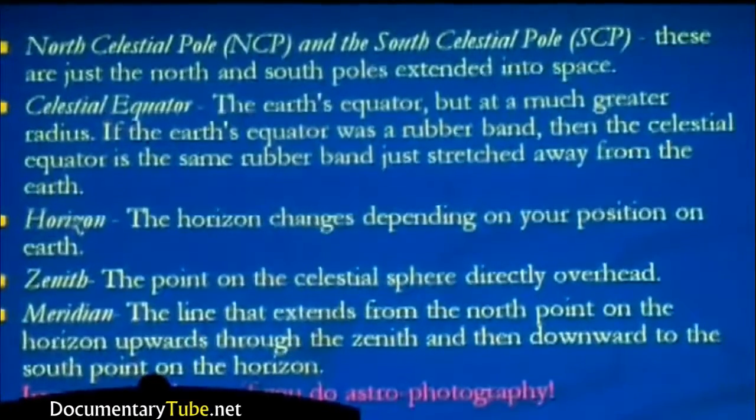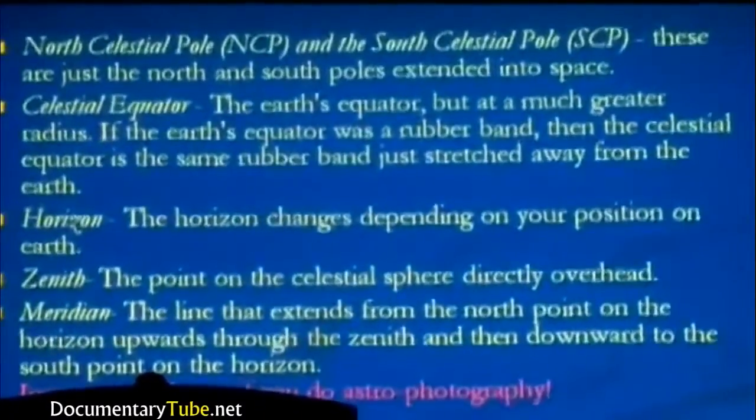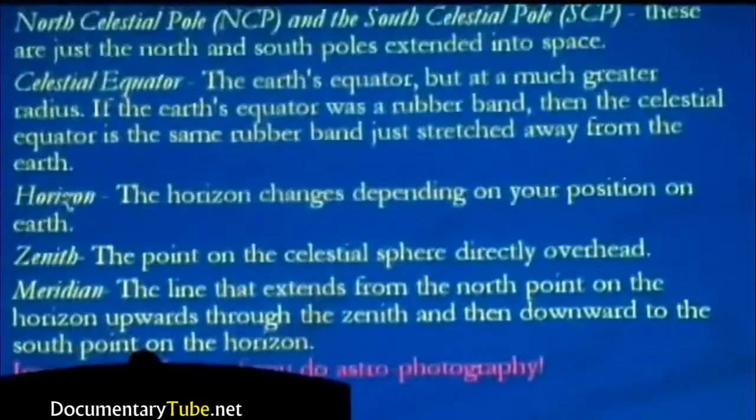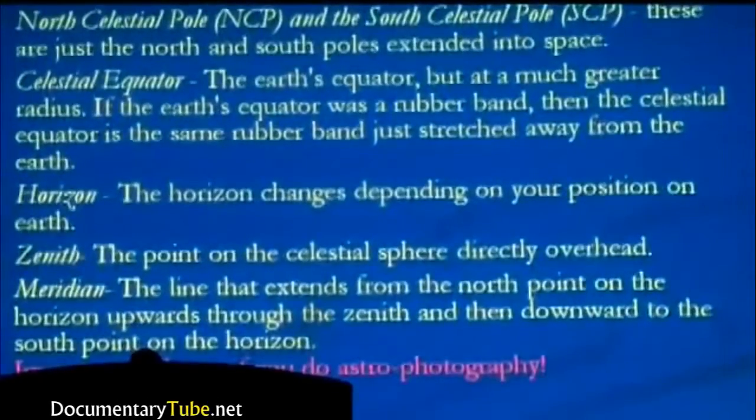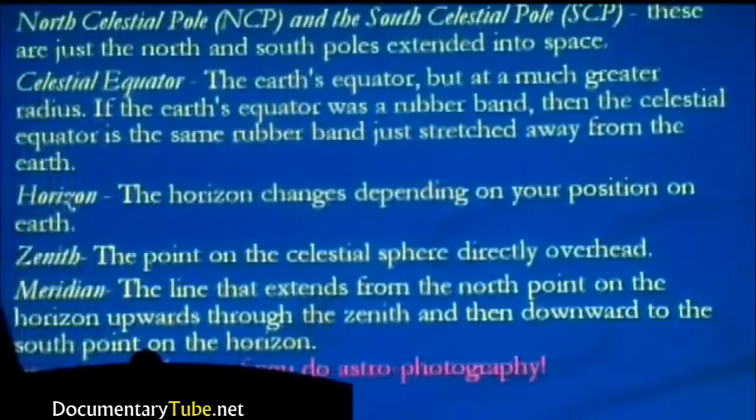Zenith is the point directly overhead, the point on the celestial sphere directly overhead. So when we say that an object is at zenith, you can think of it as being exactly 90 degrees above the horizon. The meridian is the line that extends from the north point on the horizon upwards through the zenith and then downward to the south point on the horizon. So what that means is if you were to face directly north and draw a line straight up through the sky all the way to the south, it's going to bisect the sky in half. And that line is called the meridian.